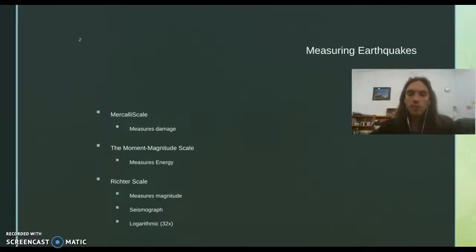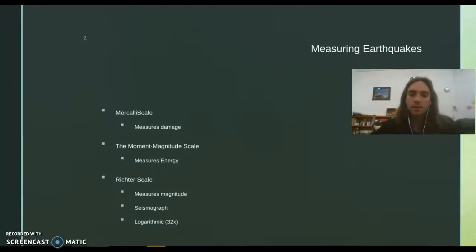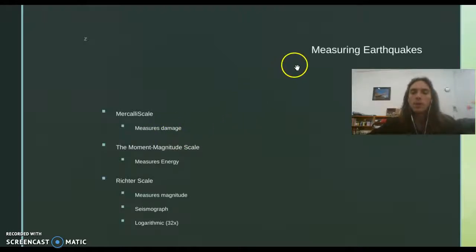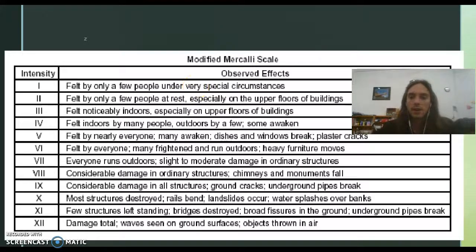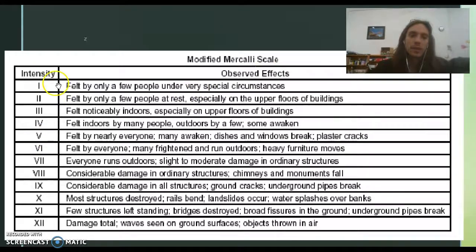Okay, so how we measure earthquakes. We have three different scales. We have the Mercalli scale, which just measures damage. It's kind of a subjective scale. It's not all that scientific, but here is an example. Intensity 1 on the Mercalli scale is felt by only a few people under very special circumstances, so you don't really feel this one. And it goes all the way up to 12, where there's a crazy amount of damage.